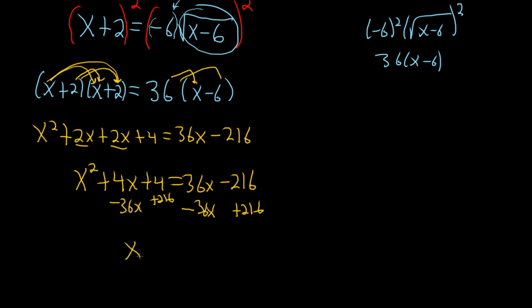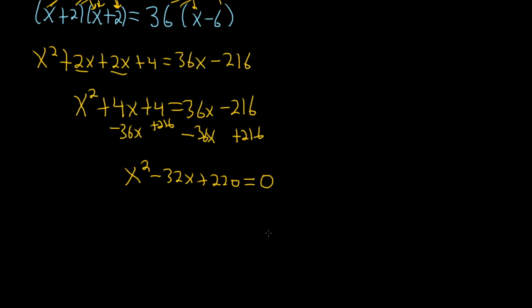This is going to give us x squared minus 32x plus 220, and that's equal to 0. Okay, so now we have to attempt to factor this. So 220, wow, what multiplies to 220? Let's think. Well, I'm thinking really basic here, but 10 and 22, that's going to give us 220.